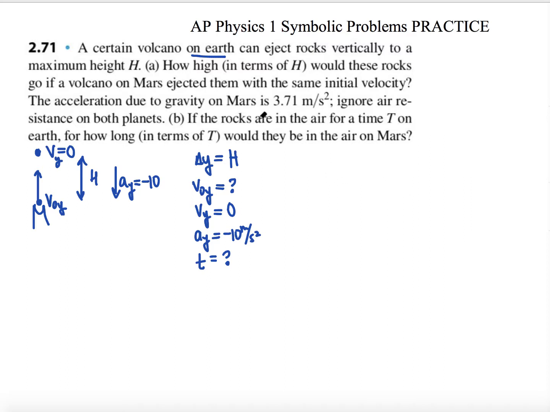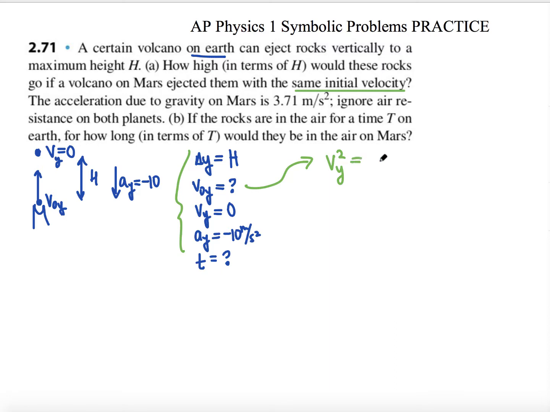So, before we get to Mars, however, we need to know what's going on with the same initial velocity, because we do not know the initial velocity. So, to begin with, we're going to use the 3 things we know: displacement, final velocity, and acceleration, to find our 4th unknown, the initial velocity. And so which equation do we need in order to find that initial velocity? We have displacement, 2 velocities, and acceleration. If you are thinking the 3rd kinematic equation, you are correct.